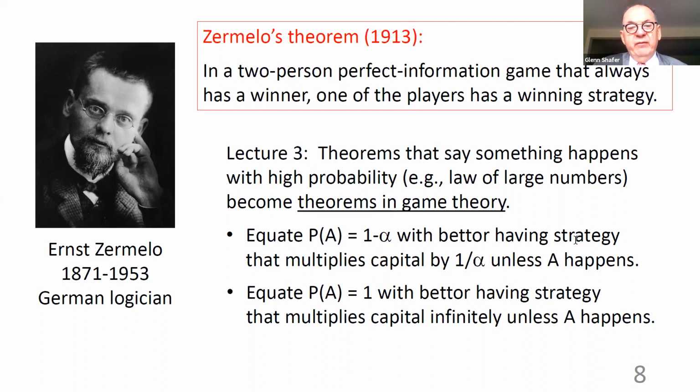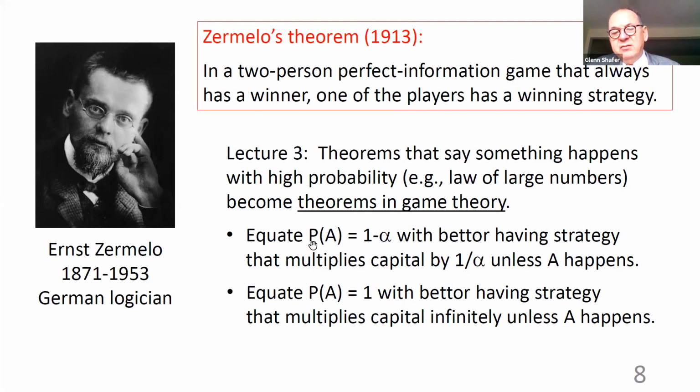If the goal is for the bettor to multiply his money by this much unless A happens, otherwise he would lose his money, and the bettor is playing against the other players, then either the bettor has a strategy for doing that because he has a winning strategy, or else he can't do it because the other players as a team have a winning strategy. So it becomes a question in game theory whether this is true or not, and we will prove it. We'll explain that we can prove it in game theory.